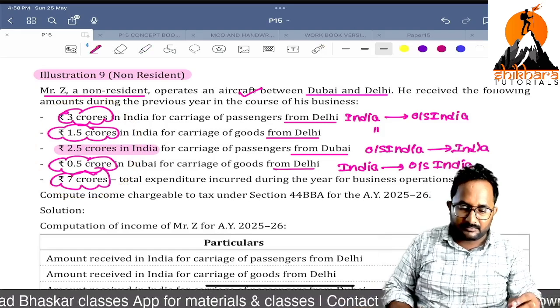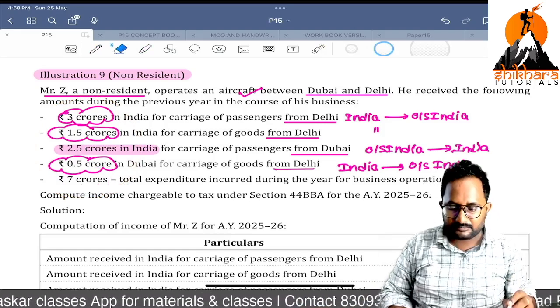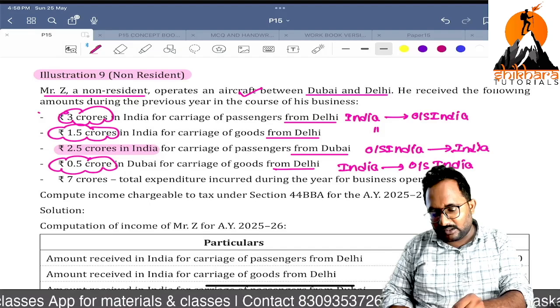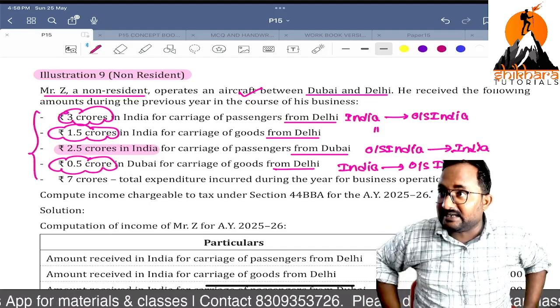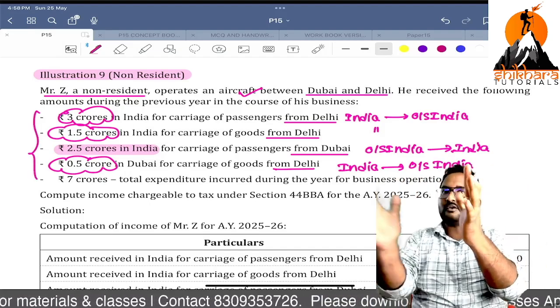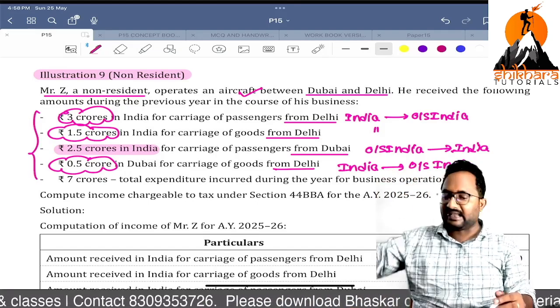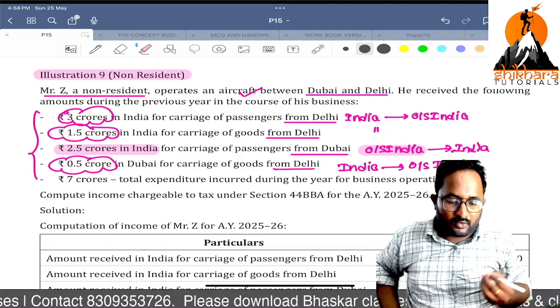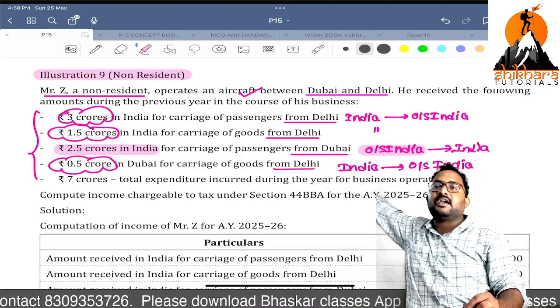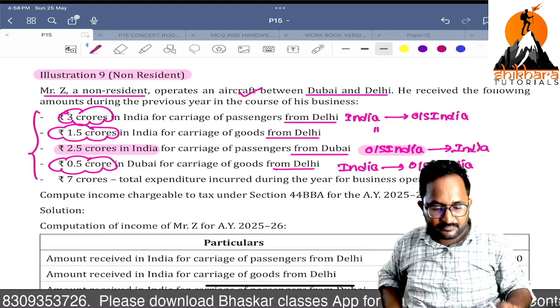Calculate the total amounts. Sorry, this is in crores. Because if it is starting from India, any amount we can add. If starting from outside India, we can add only if received in India. Here, starting from outside India, but that amount is received in India. That's why the total amount is included.